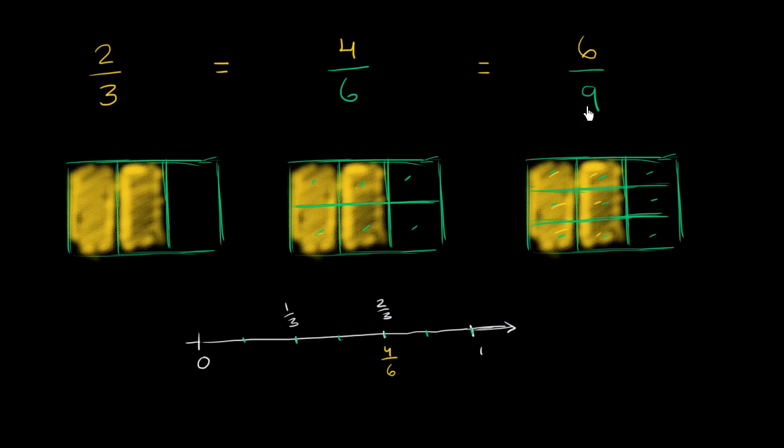And you could do the same thing if you wanted to think about ninths. So we could put 1, 2, 3, 4, 5, 6, 7, 8, 9. Now I've split this part of our number line between 0 and 1 into 9 equal spaces. Well, what would 6/9 be? Well, 1, 2, 3, 4, 5, 6. Once again, the exact same point on the number line. It's an equivalent fraction. 6/9 is equal to 2/3 is equal to 4/6.